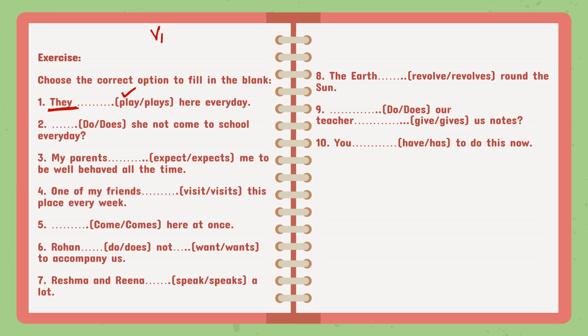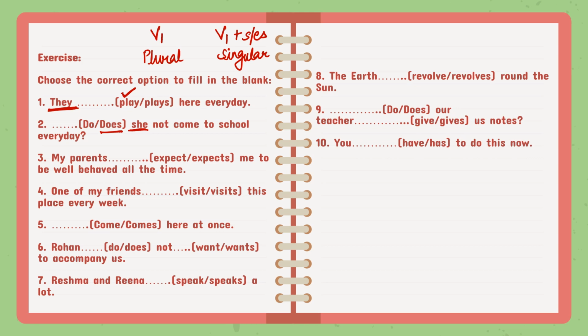Second example. Does she not come to school every day? Over here, our subject is she, which is a singular subject, and a singular form of verb is V1 plus S or ES form. This is a plural form, and this is a singular form. So with this we use does.